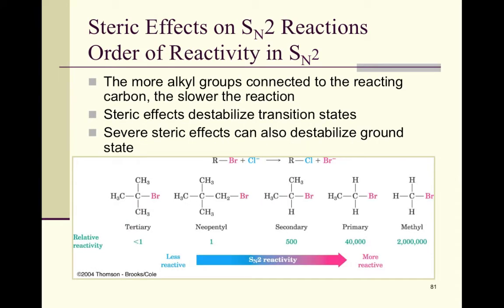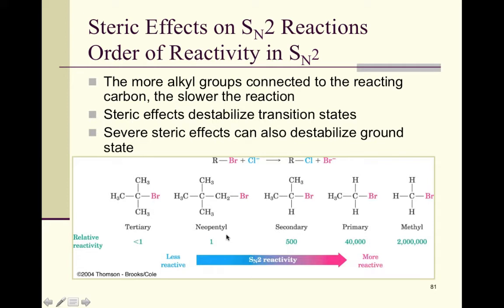Steric effects are important in an SN2 reaction, and this is because we have that 180-degree backside attack. So if we have a lot of R groups, a lot of carbons on the carbon that we're trying to react with, then it gets in the way. So steric effects always have to do with something physically being in the way. The more alkyl groups connected to the reactant carbon, the slower the reaction. Steric effects destabilize the transition states. Severe steric effects can also destabilize the ground state.